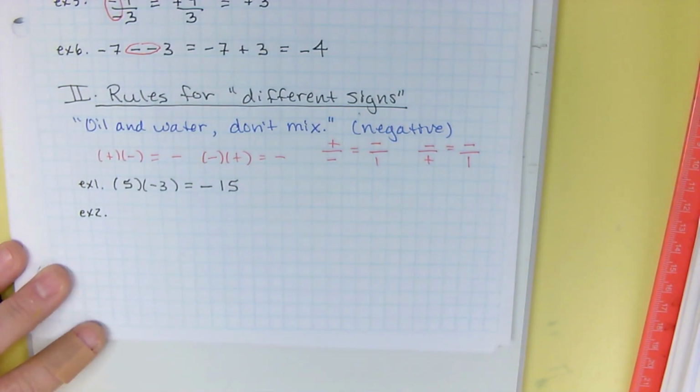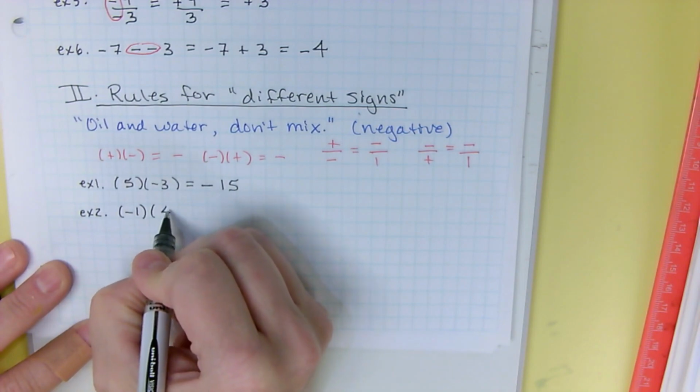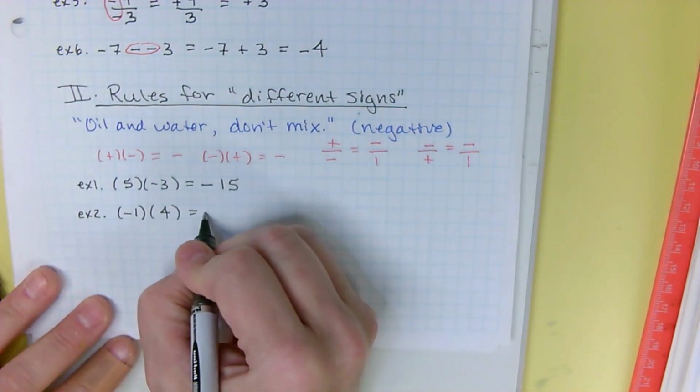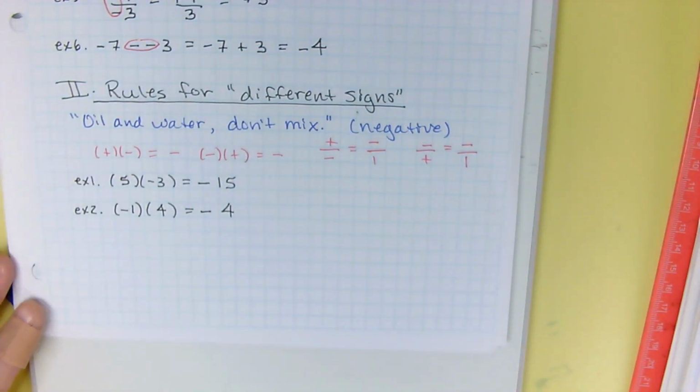Okay, example 2. -1 times 4. You're multiplying. The signs are different, so oil and water, they don't mix. It ends up being negative, and 1 times 4 is 4.